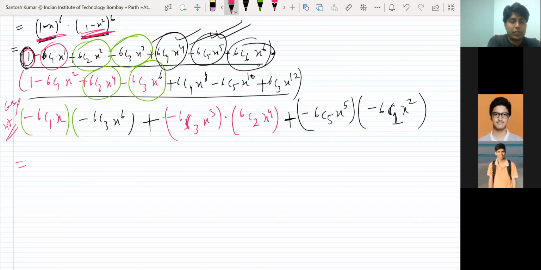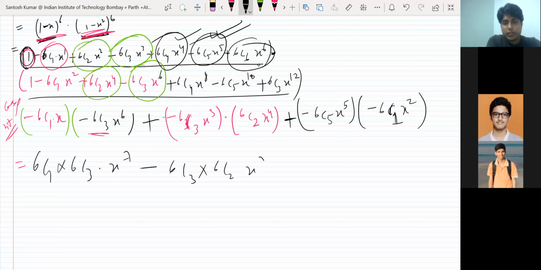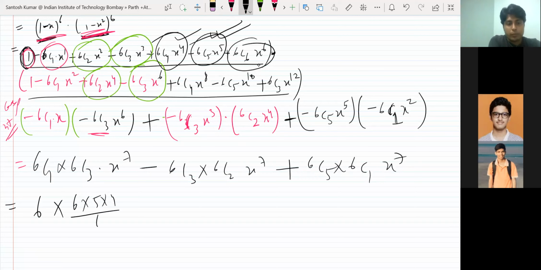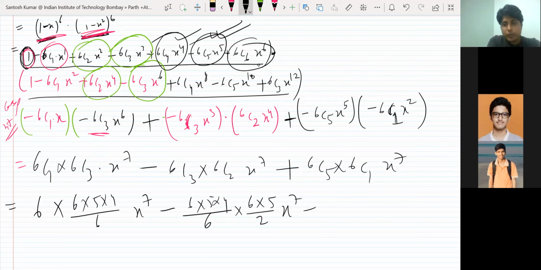So 6c1 is 6, and 6c3 you calculate. So minus minus plus. Let me write 6c1 into 6c3 x raised to power 7, minus 6c3 6c2 x raised to power 7, plus 6c5 6c1 x raised to power 7. So you simplify this. 6c1 is 6, 6c3 is 6 into 5 into 4 upon 6 x raised to power 7. 6c3 is again 6 5 4 upon 6. 6c2 is 6 into 5 upon 2 x raised to power 7. 6c5 is 6, 6c1 is 6.